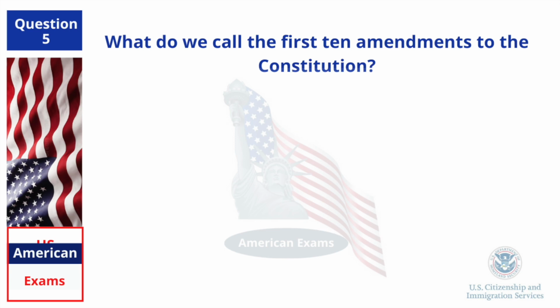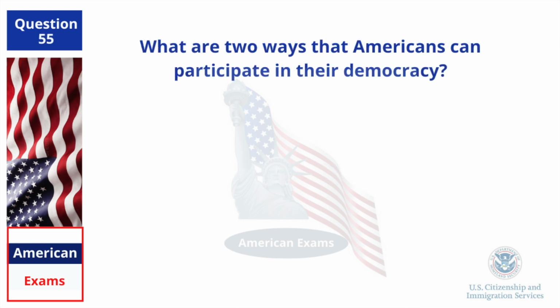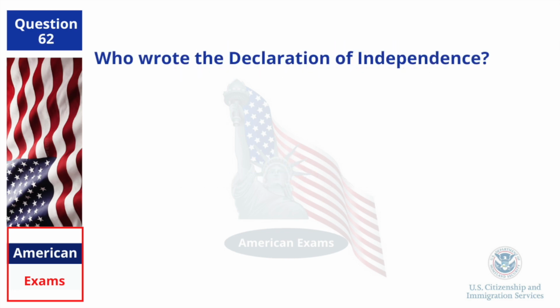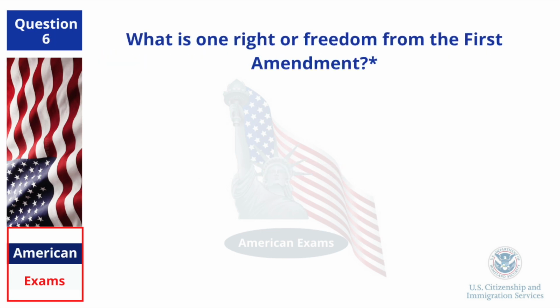What do we call the first 10 amendments to the Constitution? The Bill of Rights. What are two ways that Americans can participate in their democracy? Vote, join a political party. Who wrote the Declaration of Independence? Thomas Jefferson. What is one right or freedom from the First Amendment? Speech.